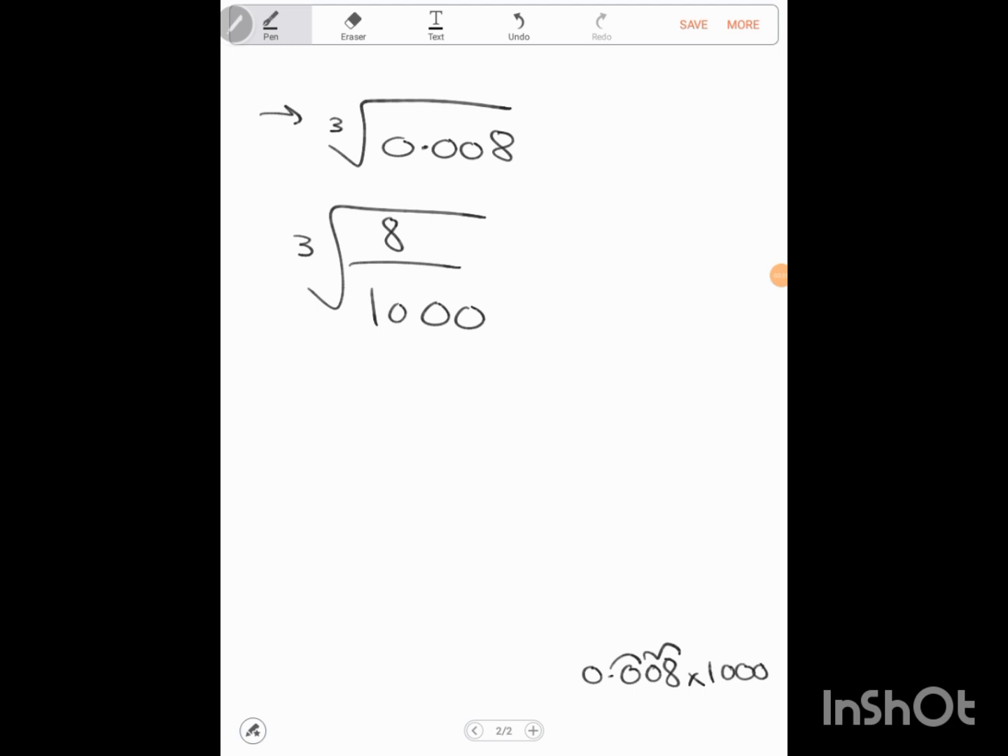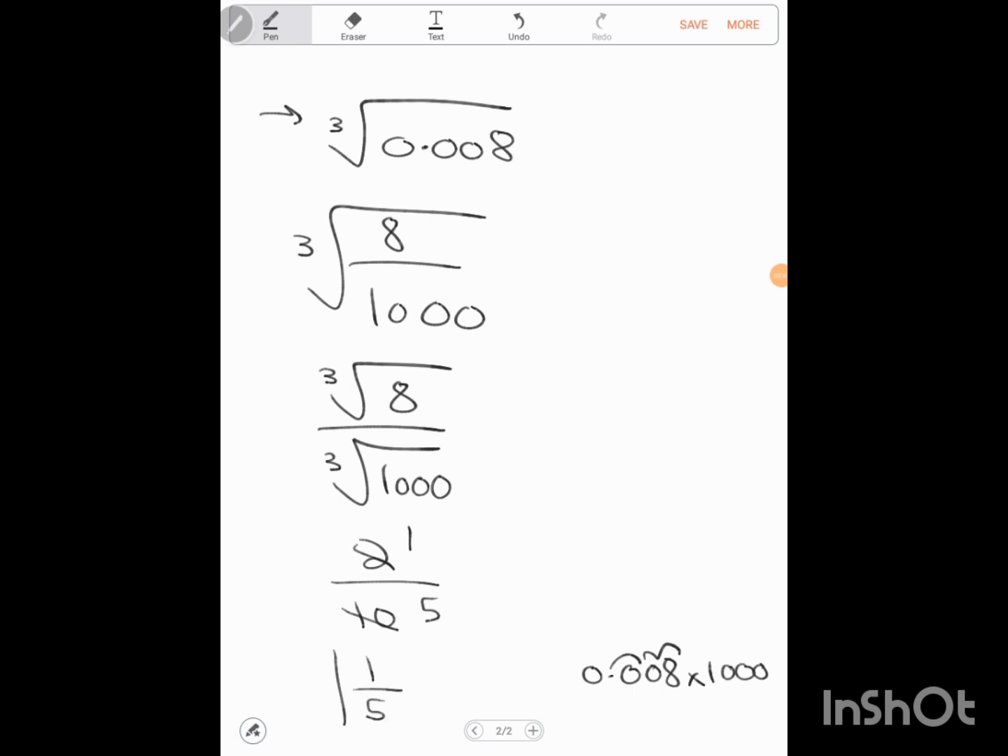So it's a whole cube root, which means that the numerator will also have the cube root and the denominator will also have a cube root. So the cube root of 8 is what? It's 2, and the cube root of 1000 is 10. So you can further simplify it. So it's going to be 1 over 5. So 1 over 5 is the answer for this question.